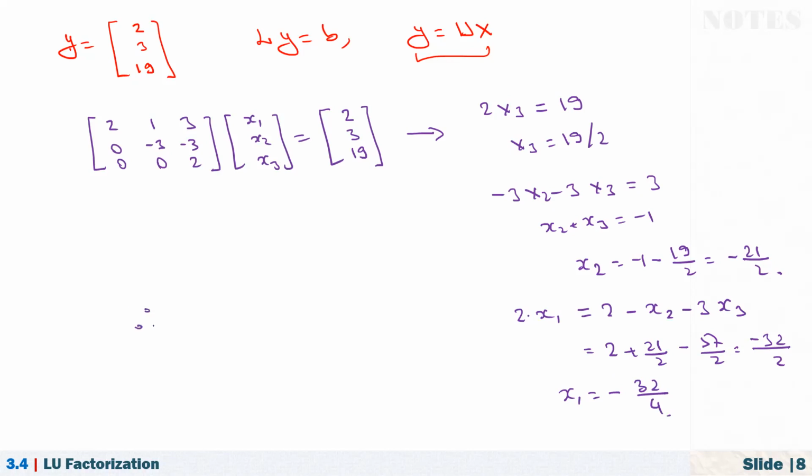So now, the solution of the system, that is x1, x2, and x3, is equal to, what is it? Minus 32 over 4, that is minus 8. And the second one is minus 21 over 2, and 19 over 2.